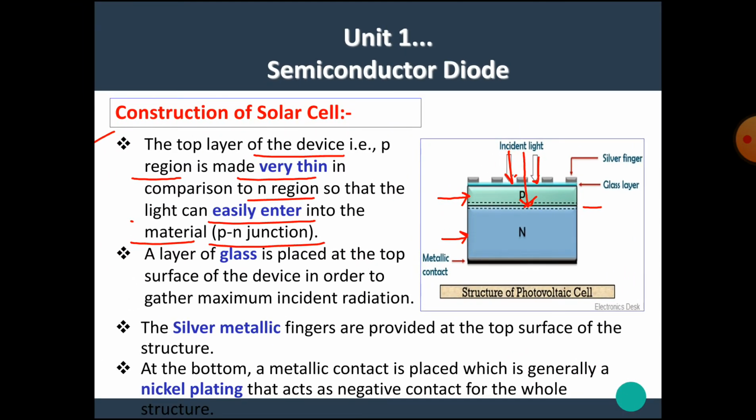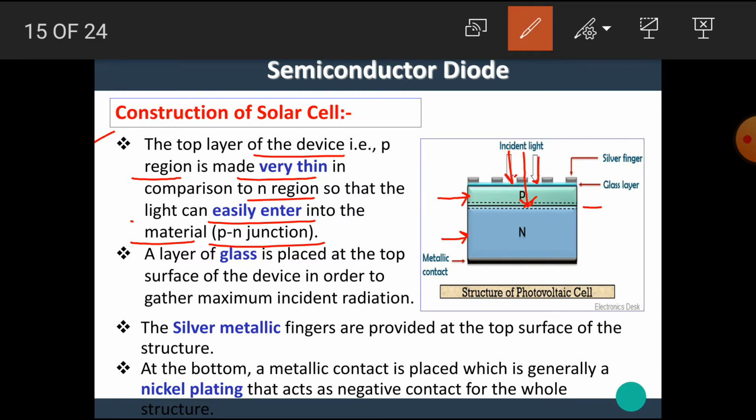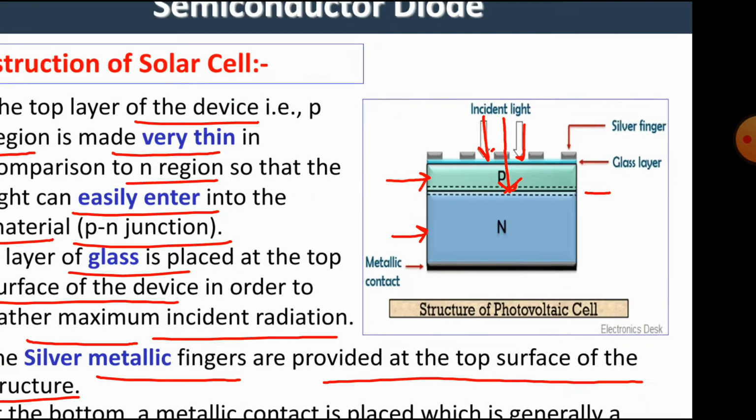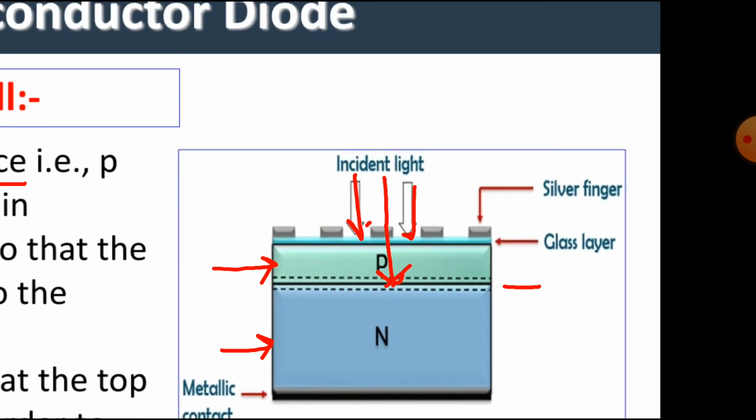Okay. Now let's see the next point. A layer of glass is placed at the top surface of the device in order to gather maximum incident radiation. The silver metallic fingers are provided at the top of the structure. At the bottom, the metallic contact is placed, which is generally a nickel plating that acts as the negative contact for the whole structure.